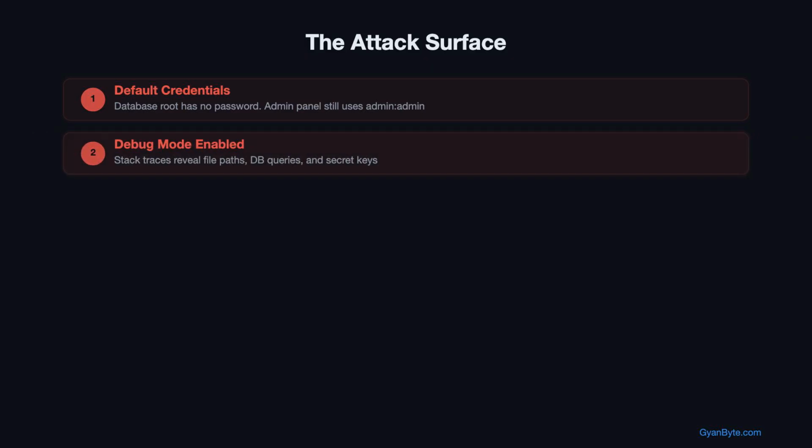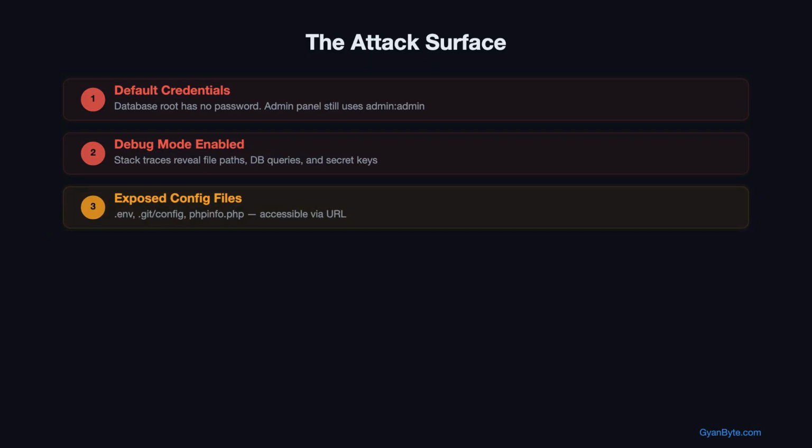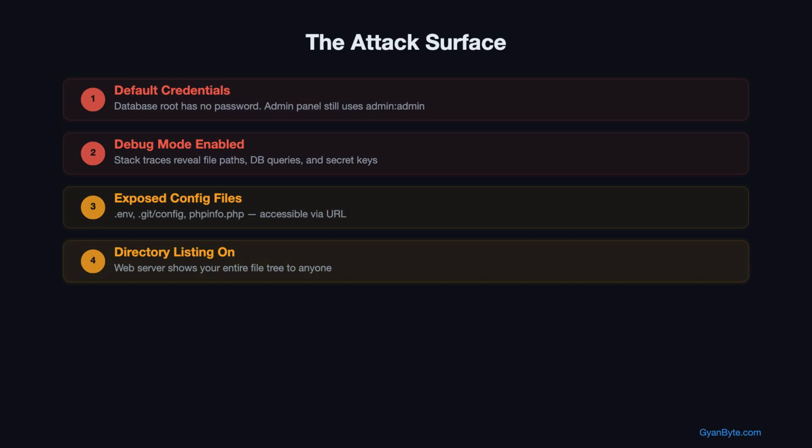Debug mode. Stack traces show file paths, database queries, and secret keys right in the browser. Exposed files. .env, .git, phpinfo, all accessible from a URL anyone can guess. Directory listing. The web server shows your entire file tree to anyone who visits.